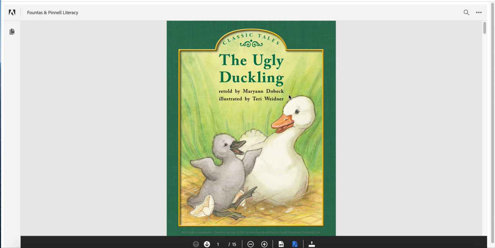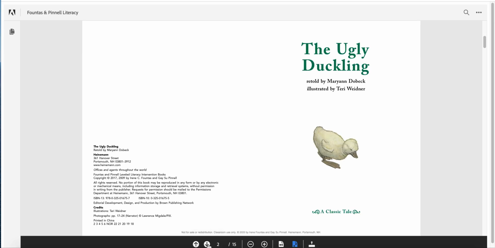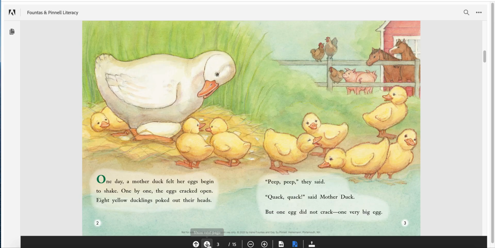Okay, so I'm going to read this for you, and I just want you to really pay attention carefully, and then I want you to read it yourself. You'll notice in this story, the text or the writing is much smaller than usual. So let's get started. The Ugly Duckling.